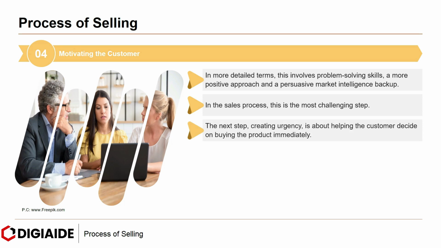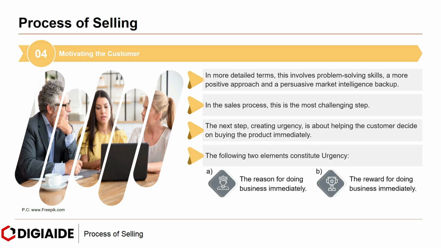The next step, as stated earlier, creating urgency is about helping the customer decide on buying the product immediately. The following two elements constitute urgency. First, the reason for doing business immediately, and second, the reward for doing business immediately.